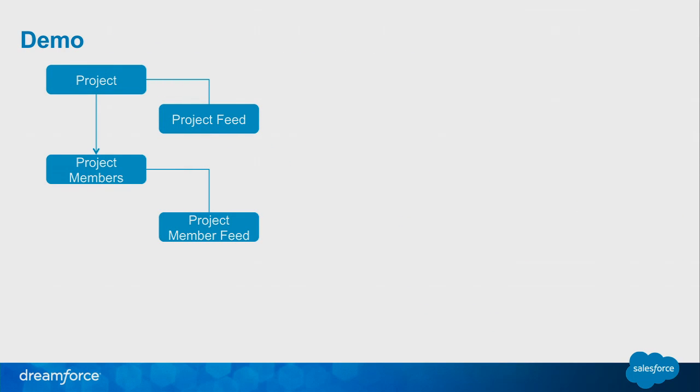All right, so let's do a little demo so we can see what we're talking about. So we create two custom objects, pretty simple. We have a project which has a feed, and one-to-many project members, master detail, that has a field on it which is a lookup to user. So we have a project, and we're going to add the members. What do we want to do? Well, if I add someone to my project, I want to alert them that they've been added to the project so they know it.